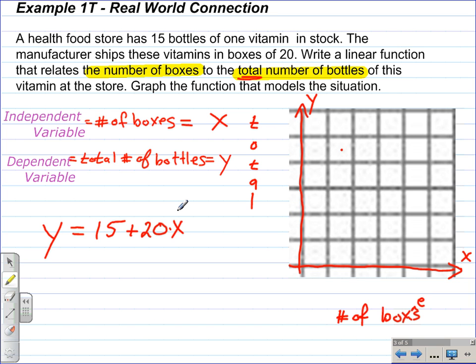Now, a reasonable thing to do would be to make an XY chart here. Now, I just taught my students how to use the TI-84 graphing calculator to make a table of values from an equation. A reasonable domain or reasonable set of X values here would be 0 boxes, 1 box, 2 boxes, 3 boxes, and we could do more if we wanted to.